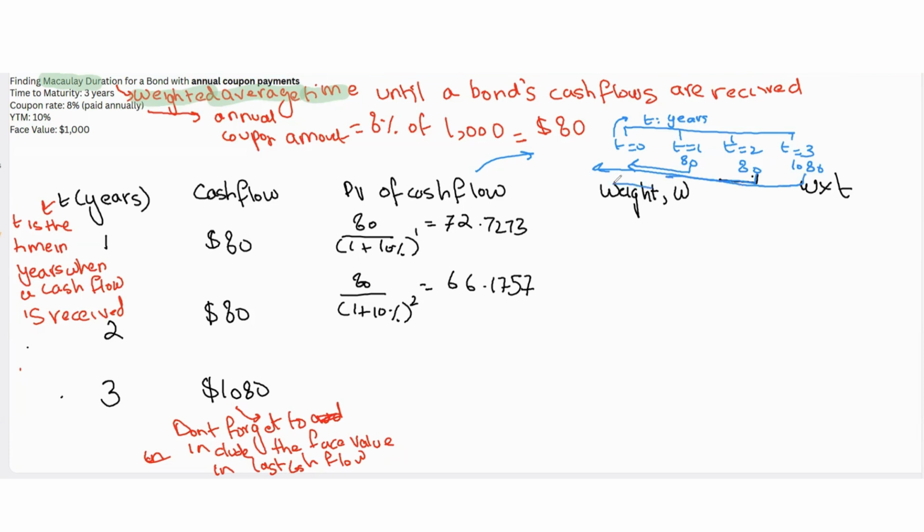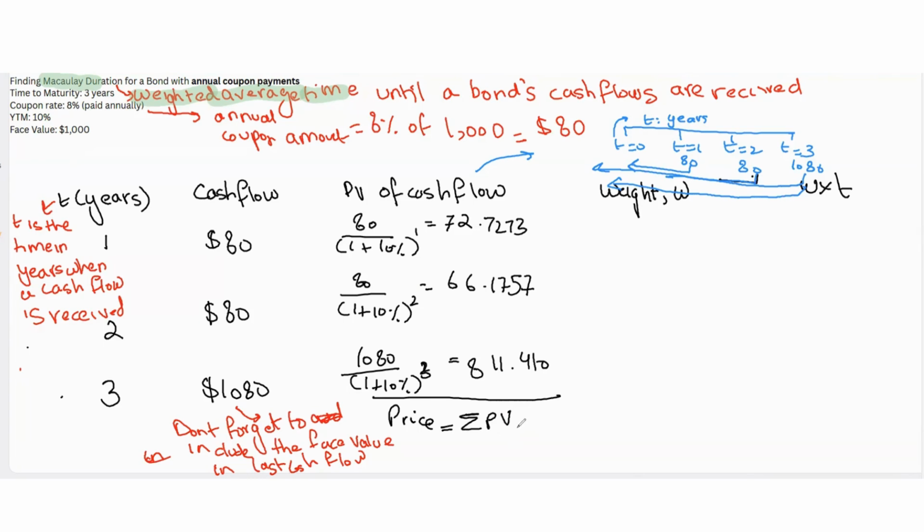And then the cash flow at T is equal to 3 needs to be discounted by 3 years to bring it to T is equal to 0. So this has to be discounted by 3 years: 1080 divided by 1 plus 10% power 3. So this will turn out to be 811.4100.